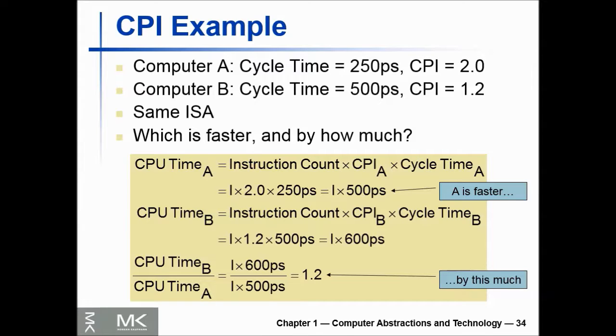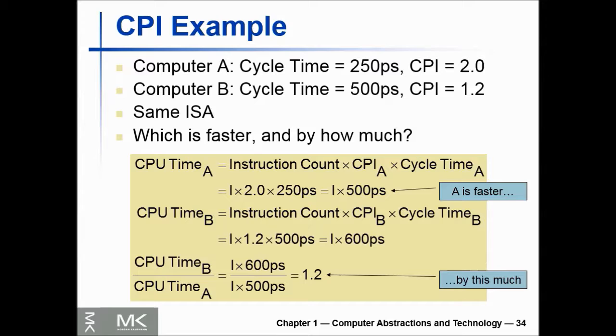Similarly, for computer B, we use the same equation, and after putting the values, we get I multiplied by 1.2 multiplied by 500 picoseconds is equal to I multiplied by 600 picoseconds. So clearly computer A is faster.